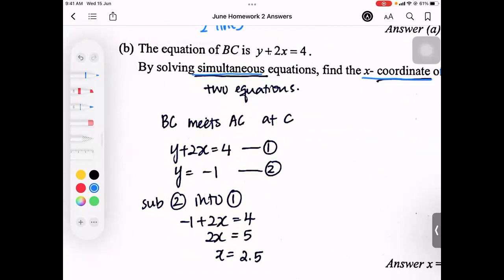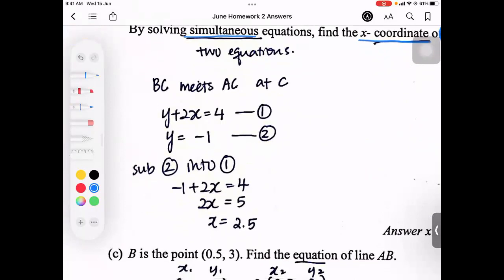If you are not able to do part A, most likely you will not be able to get any marks for your part B as well. Okay, so in this case, y equals to -1, very simple straight line. Okay, they test you more on concepts rather than just solving simultaneous equation. Then I substitute 2 into 1, so y equals to -1, and I get the value for x.